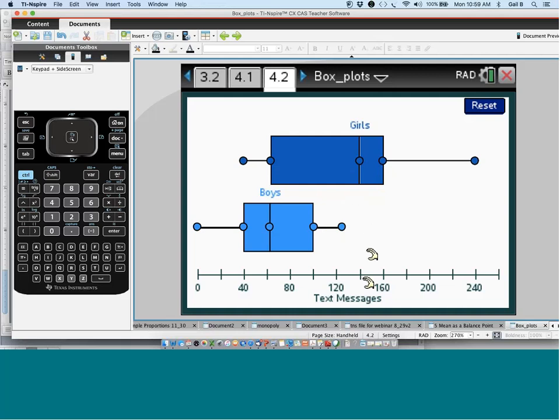Good. So that's box plots. Anything else we want to say about box plots, Robin? No, I think we're good.